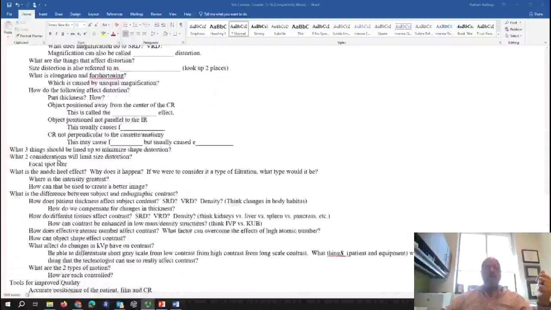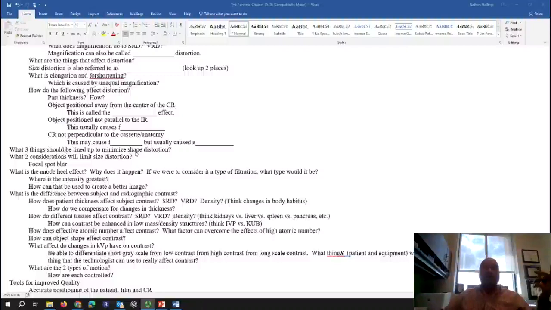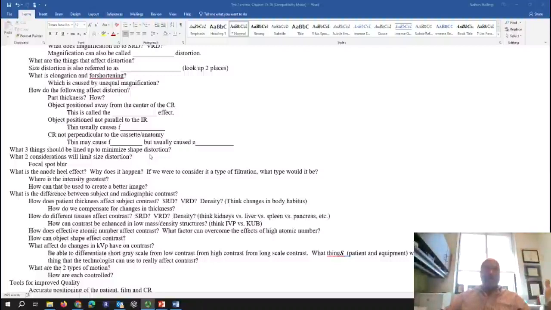Okay, down here. All right, so what three things should be lined up to minimize distortion? We'll walk through that. The central ray and the image receptor should be perpendicular, and the anatomy should be parallel to the image receptor. Size distortion would be OID and SID. A lot of redundancy in this. So focal spot blur is going to be a product of all of that, essentially.